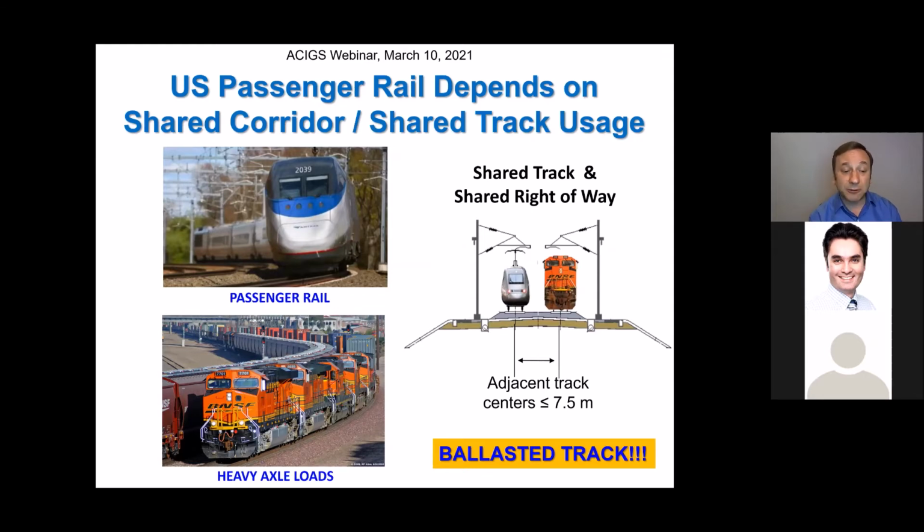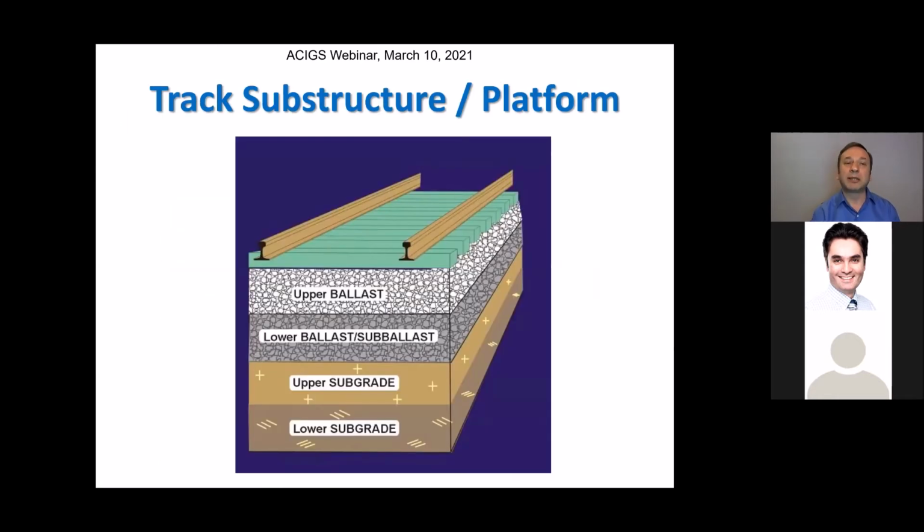And as such, in a lot of cases, passenger trains have to share the trackage and the right-of-way, and almost all the time, because these are originally freight lines, these are ballasted tracks, not dedicated high-speed passenger lines. So we are really limited to upgrading or increasing the speeds and upgrading the track classes on some ballasted tracks.